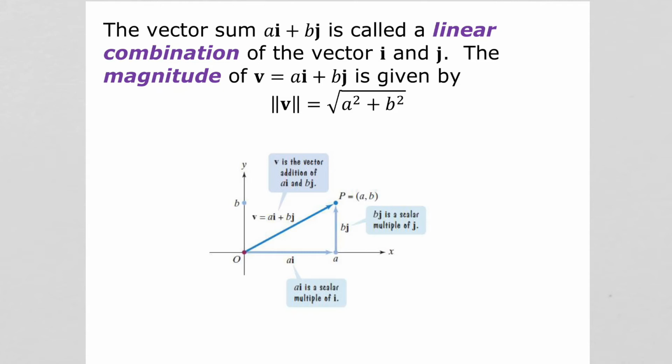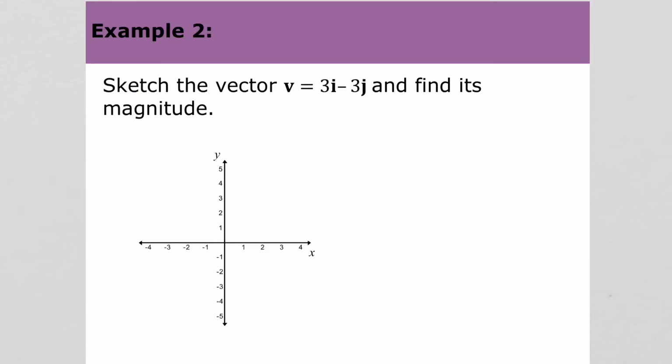Then the magnitude is given by the square root of a squared plus b squared. Now we denote the magnitude with these double bars, like this. And the magnitude is the length of the vector. We've already talked about this a little bit. And the length of the vector is found using the Pythagorean theorem. So basically there's not really anything different here.